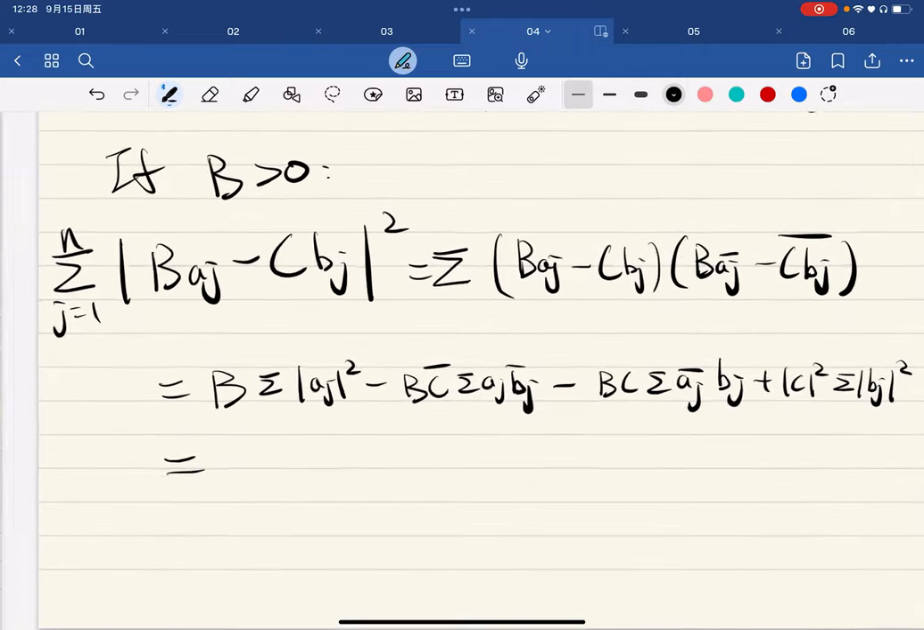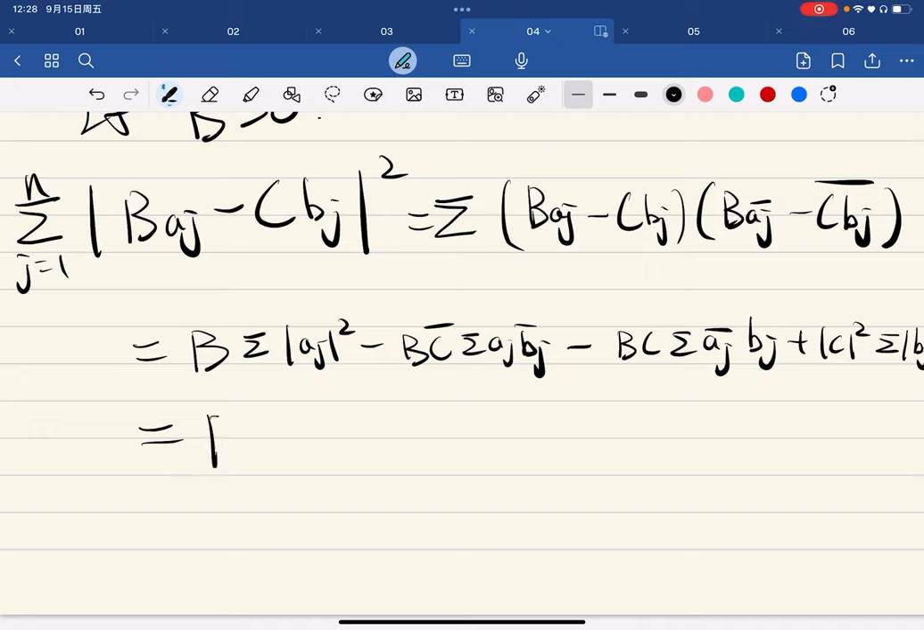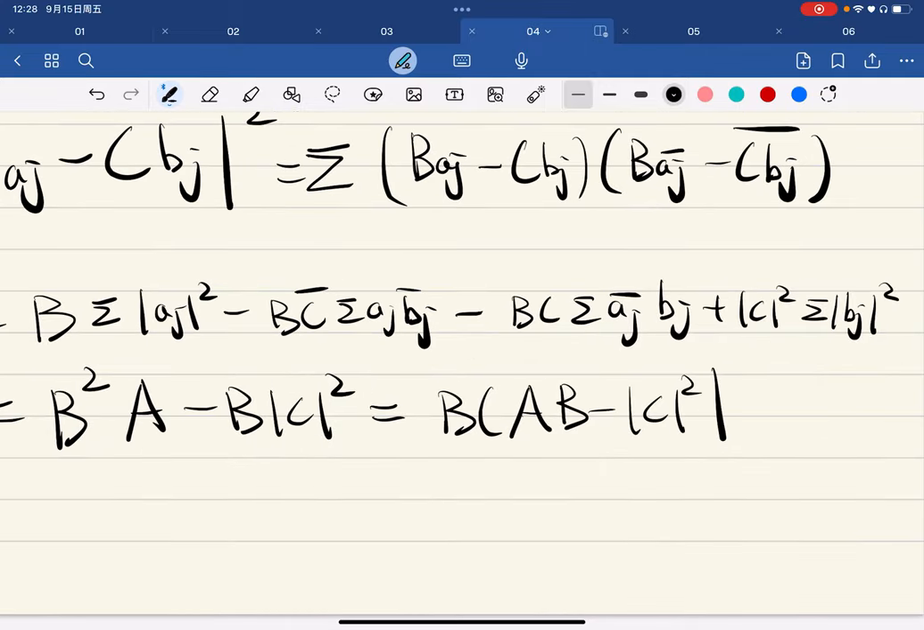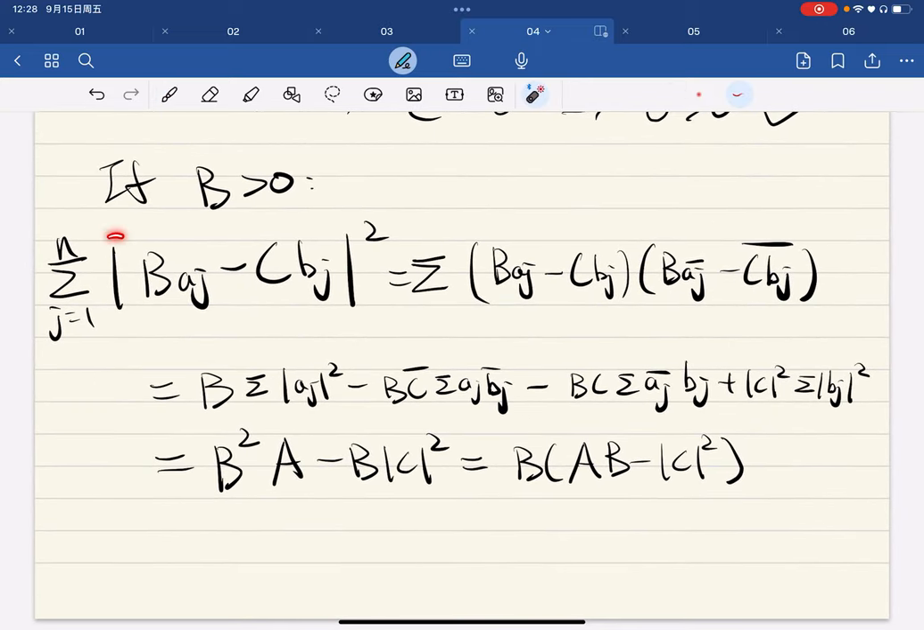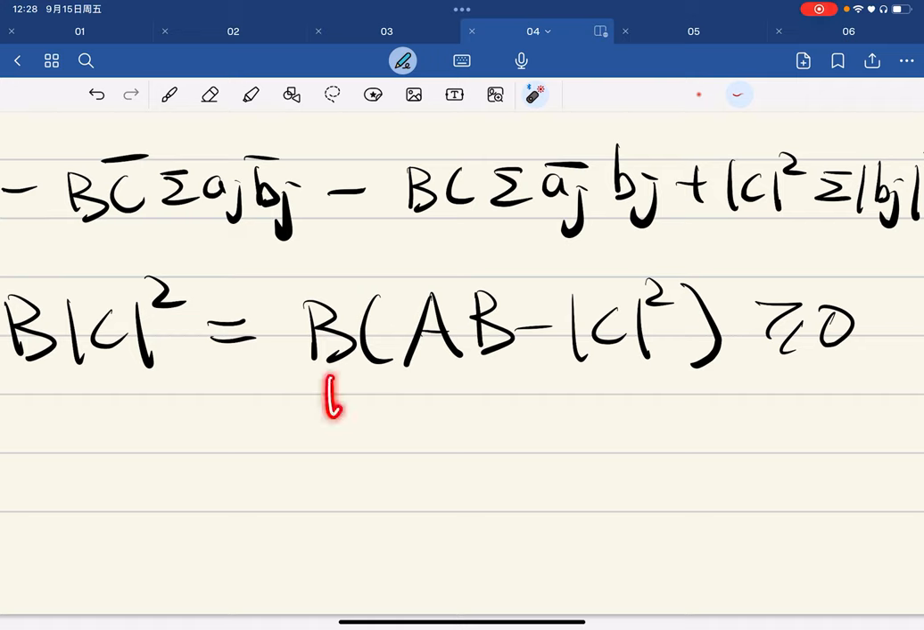Yeah, I know. And we apply the definition. We use substitution. We have B squared A minus B C bar. This is equal to B times (A B minus C squared). Okay, so this is non-negative, so their summation is non-negative. This is equal to this, equal to this, so this is non-negative, right? But B is positive. So A B minus C, if it is negative, then the whole thing will be negative. It's a contradiction, right? So we have this greater than or equal to 0.